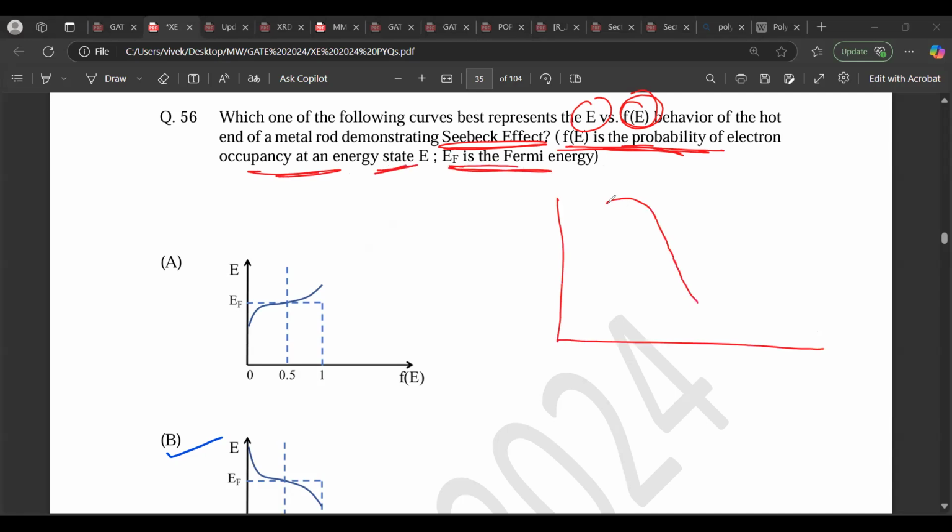The Fermi Dirac function changes like this, where this is your 50%, half probability. This is your 100% probability. This is your energy, right? And this is happening at any temperature T. Let's say if you are doing the experiment at T equals 0 Kelvin, then this graph will become like this.